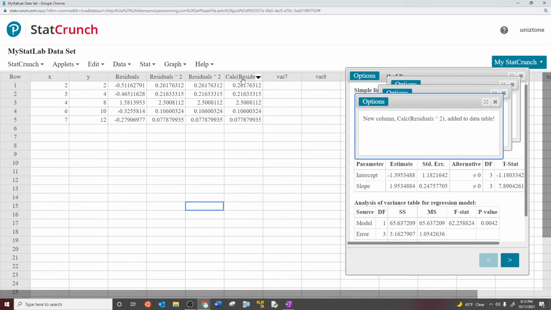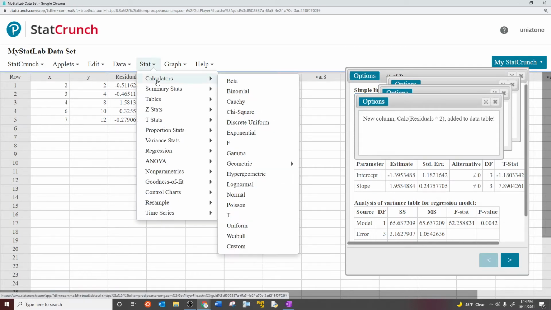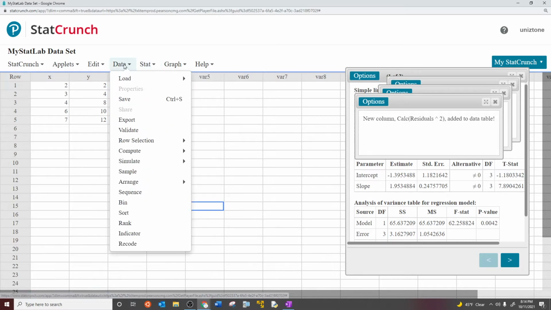So it keeps giving us the... okay, no, let's make sure we do this right here. So we have residuals. We simply just want to take the sum of that column.